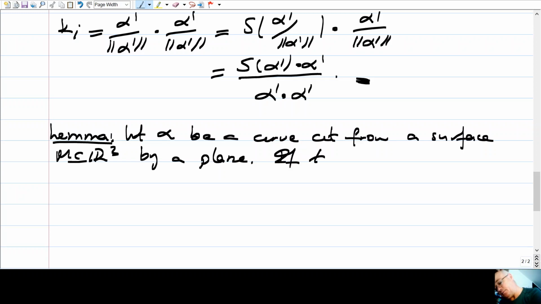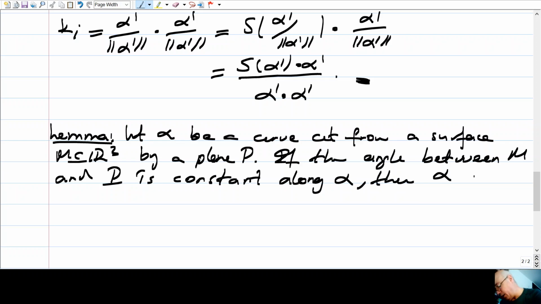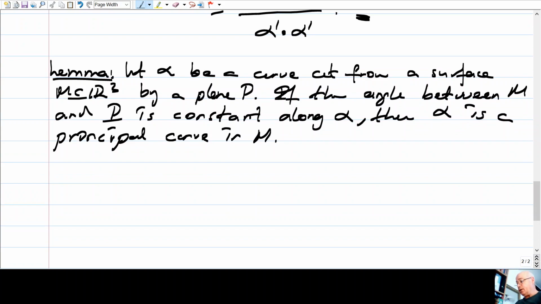If the angle between M, the surface, and the plane, let me say P, is constant along the curve alpha, then alpha is a principal curve in M. Okay, so what does this mean?